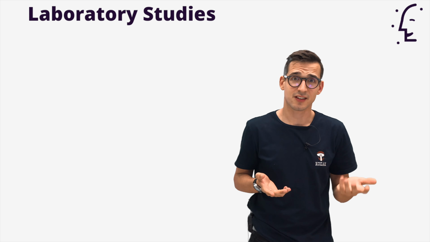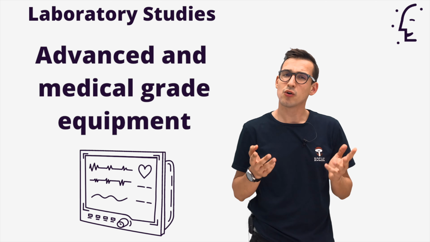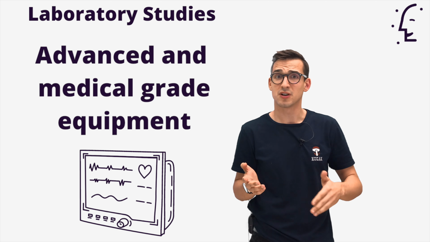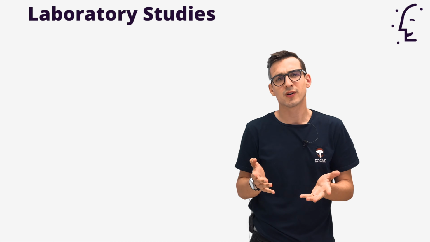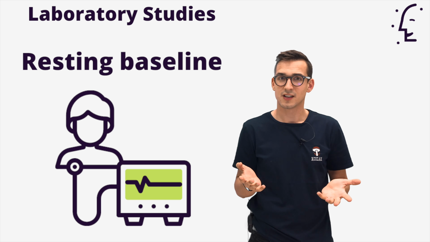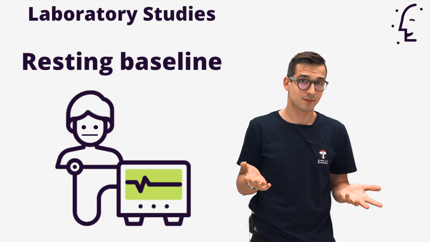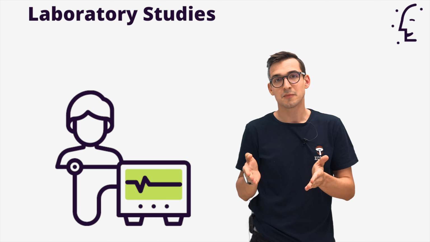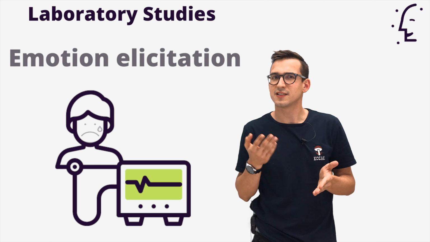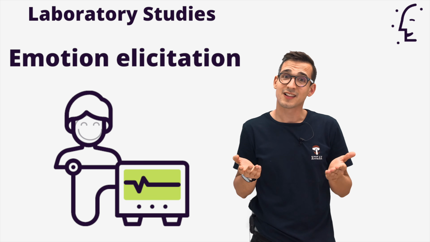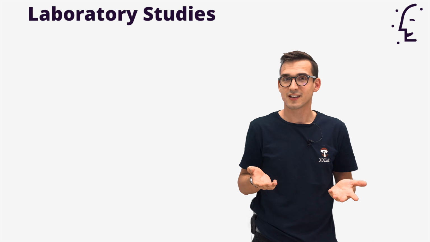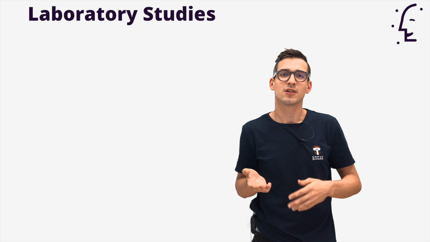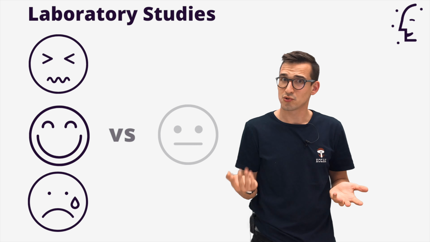Laboratory studies often start with setting up and applying advanced, often medical-grade equipment to measure emotions. Next, participants undergo the resting baseline, in which they stay neutral. After the baseline, participants go through emotion elicitation procedures, while the scientists collect data. Finally, researchers can compare emotional data with neutral states.